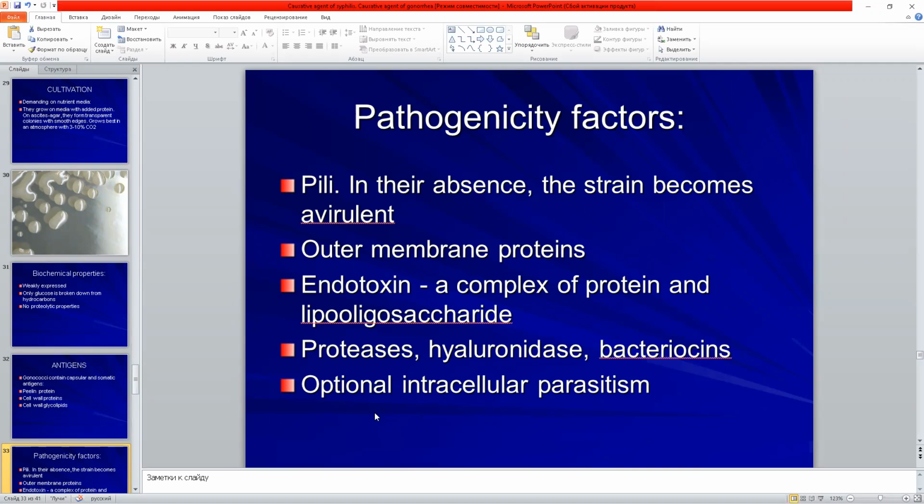And they are facultative intracellular parasites, actually, they are able to survive inside the cell. So it is difficult to treat such patients because gonorrhoeae are able to survive inside the cell. And chronic gonorrhea develops very often.